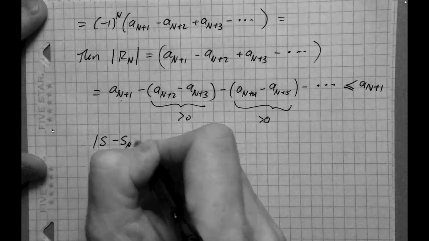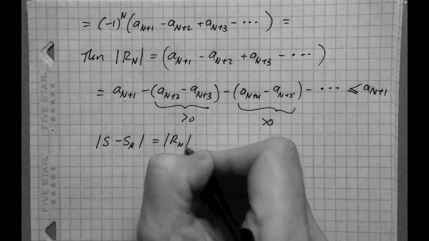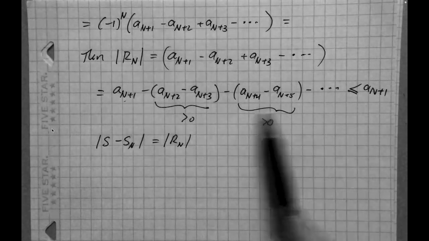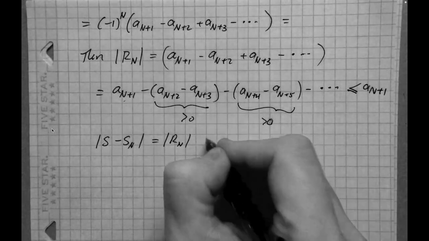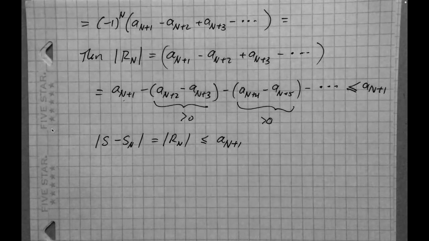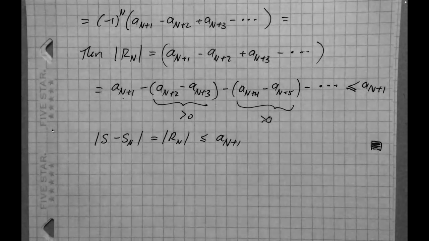S minus S sub n, the remainder, we called that the remainder, denoted R sub n. The remainder is this whole sum. And we can see here clearly that this is going to be less than or equal to a sub n plus 1, so basically the first neglected term. Okay, perfect. All right, so we've got that. That's great. It's a nice little proof, kind of simple, and it allows you to prove some pretty interesting things using just some simple maneuvers.